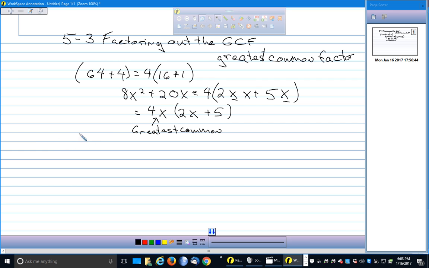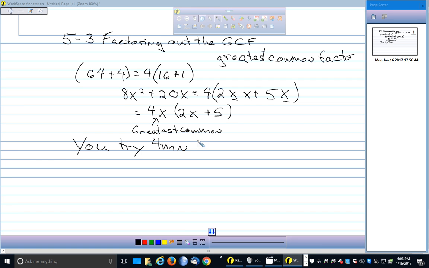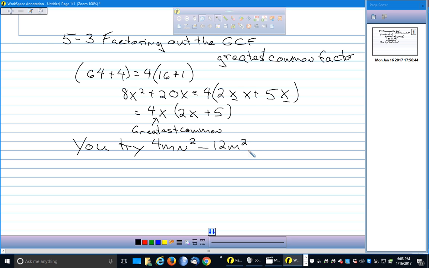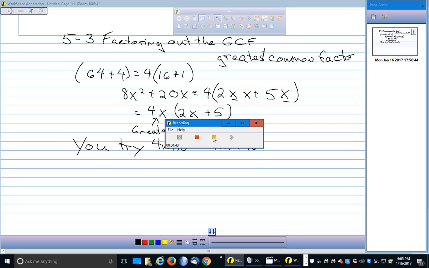Okay, so now it's time for you to try. I want you to try these on your paper. I want to see that you have tried it, and I'll give you a minute. So you try this. Try to pull out the greatest common factor from this expression: 4mn squared minus 12m squared n. Okay, give that a try while I pause here. Whoops, pause here for station identification.